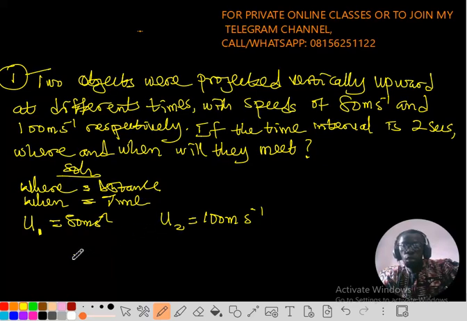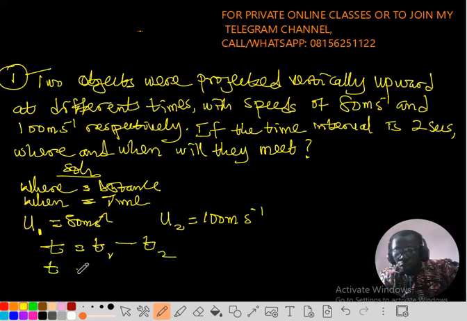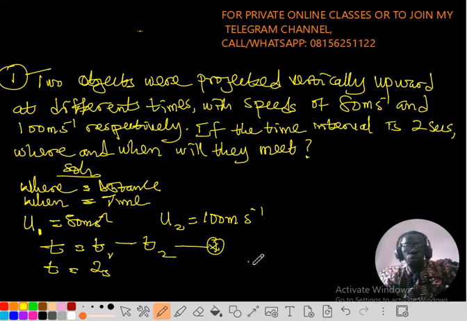Now if the time interval is 2 seconds, the time interval simply means the difference in time between the first object and the second object. So time interval is t, which is t1 minus t2. We have t now, the time interval, to be 2 seconds. So anywhere we see t here, we replace t with 2, and from there we can make t1 or t2 the subject of formula.